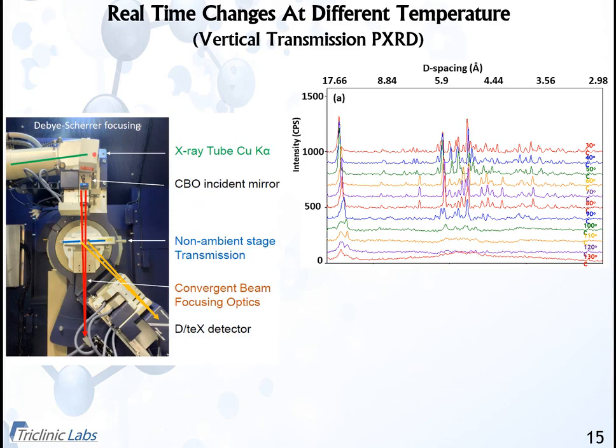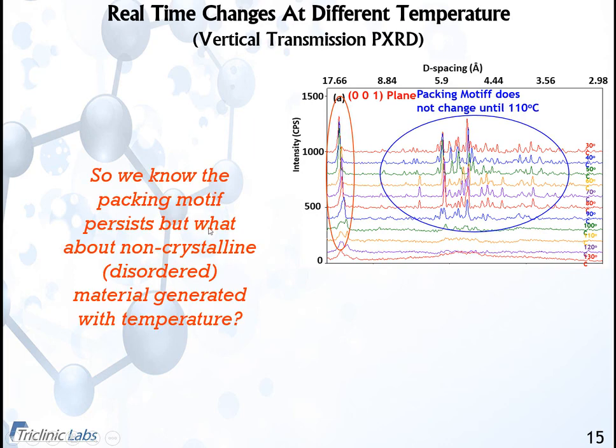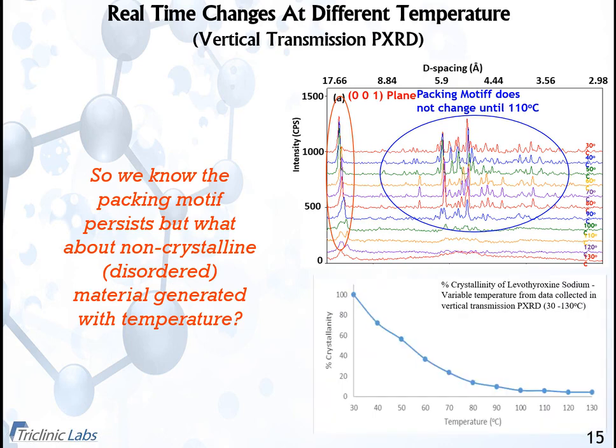And the way that this was best followed, this was from Triclinic Labs when Simon Bates was there, is the vertical transmission PXRD. You can see that with the 001 plane, there is a shift as you go from lower to higher temperature, which corresponds to dehydration. But up until a certain temperature, you can also see that the packing motif isn't changing, so the moisture seems to be coming out without changing the packing motif very significantly. And that was key to some of the behavior that we later elucidated in the paper.